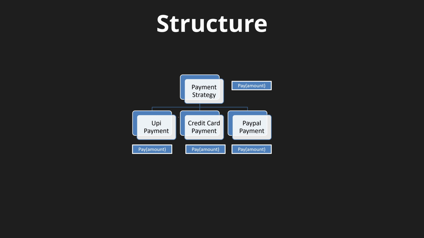Now let's look at the structure. So the structure would look something like this. You have a payment strategy over here, which has a method called pay, which takes the amount. So this is just an interface. Now using this interface, you can implement multiple concrete classes like UPI payment, credit card payment, and PayPal payment. And all of those will have a function called pay, since they are implementing the payment strategy interface. And this pay method would contain the logic specific to each one of them.